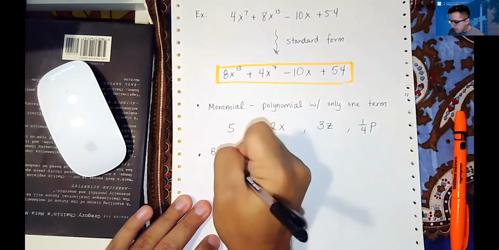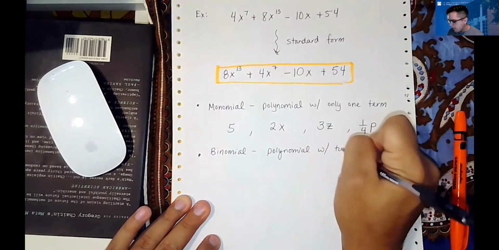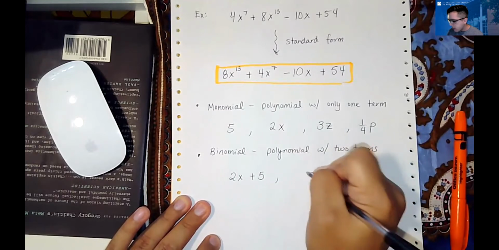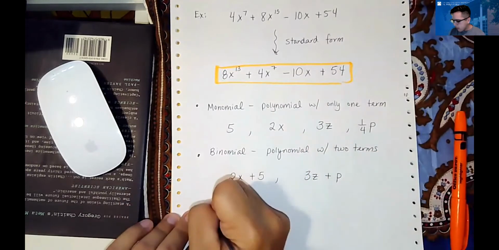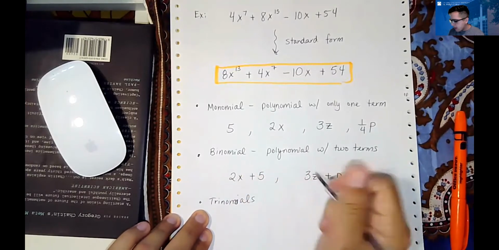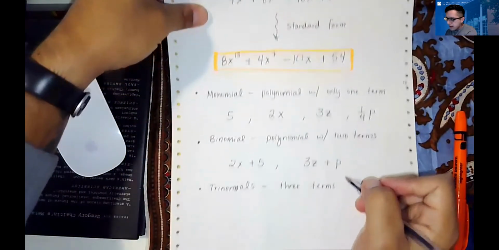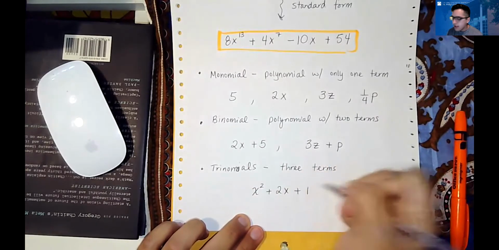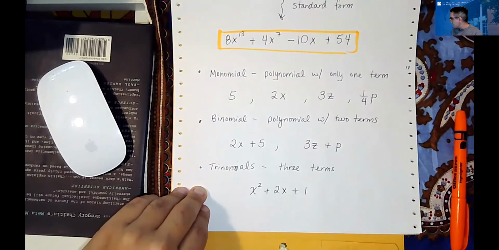A binomial has 2 terms. So something like 2x plus 5, I think we saw that one earlier. You could look at 3z plus p. That is sufficient as well. And then we might work with trinomials as well. And this, as you can imagine, has 3 terms. So I can give you an example of what we would call a quadratic trinomial. So that would be like x squared plus 2x plus 1. There are 3 terms here.